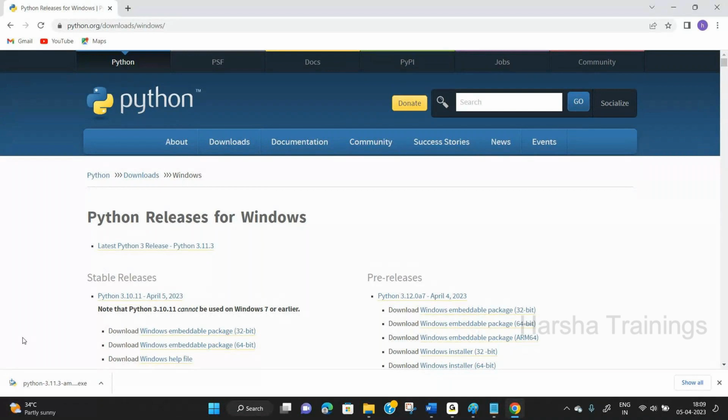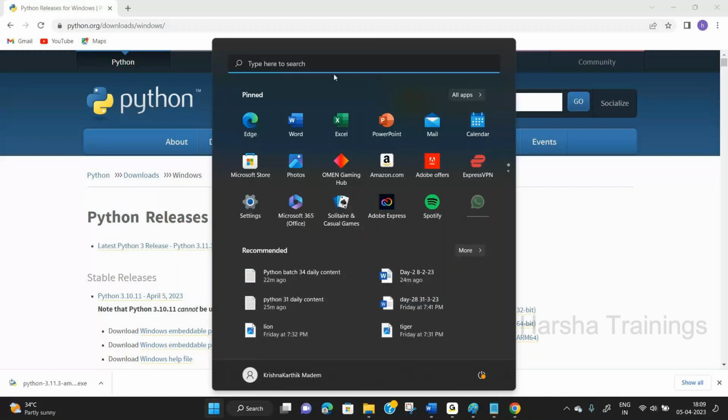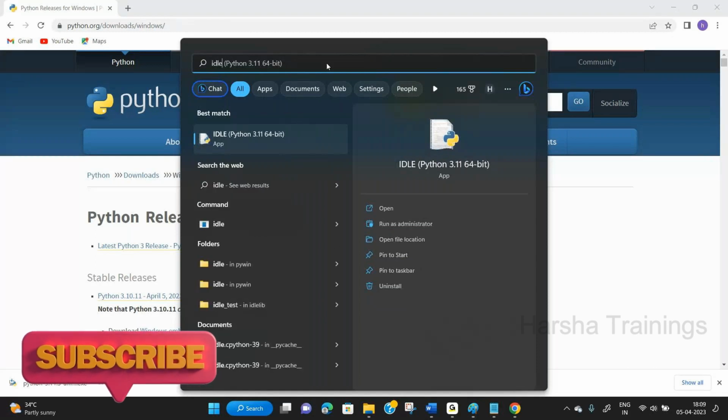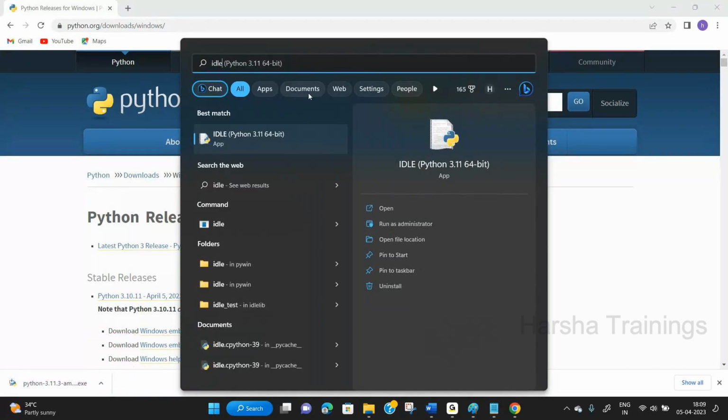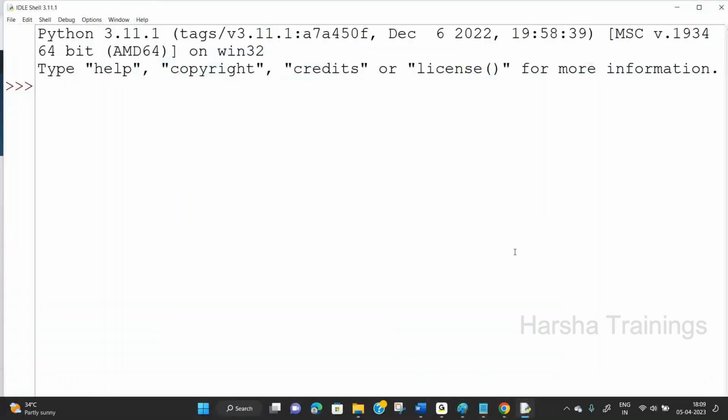Now, where is it available? Obviously, the next question. Installation is done successfully. Where is it available? How to open it and how to write the program? Go to Start, click on this one. Here type IDLE. Automatically, by typing just ID it displays. See this one, IDLE Python 3.11, this shell. Simply double click on this one, or single click, whatever it is. Automatically the IDLE shell is opened.